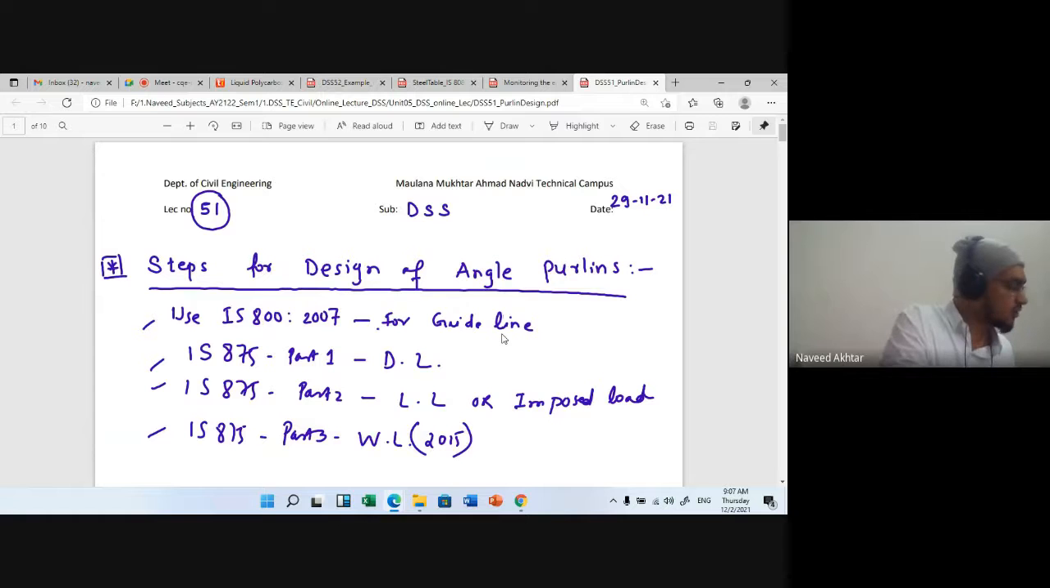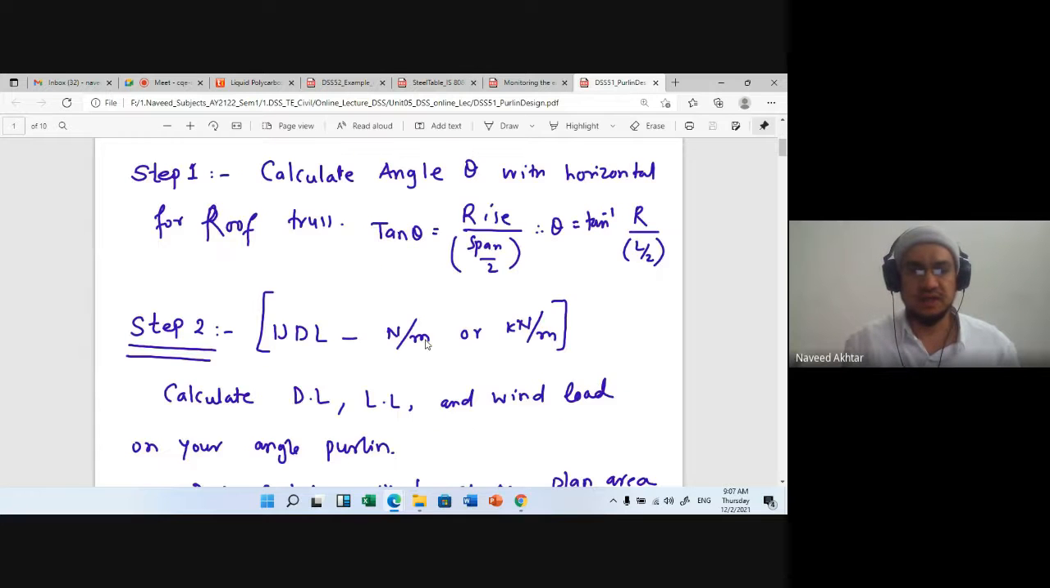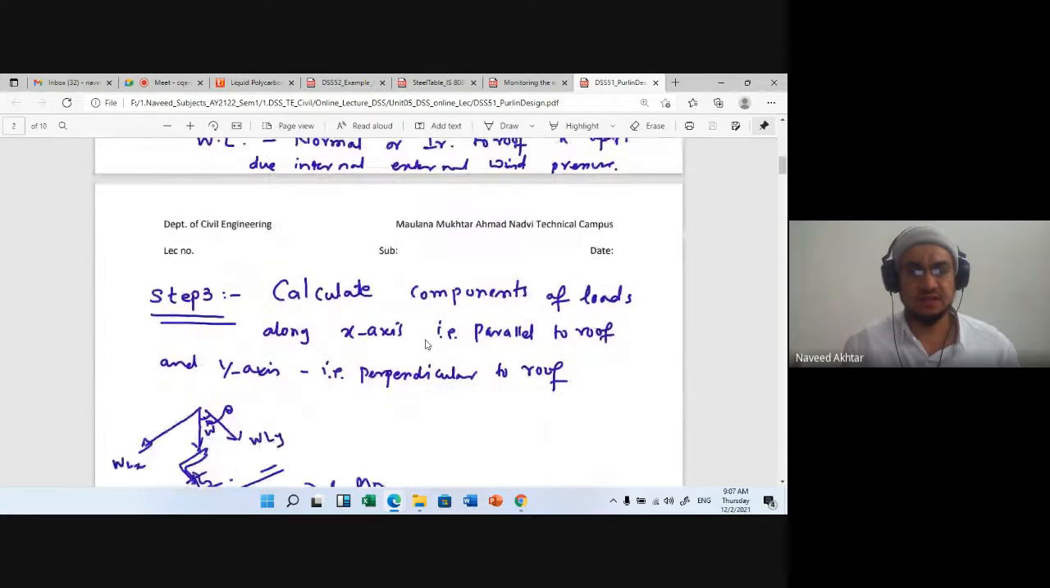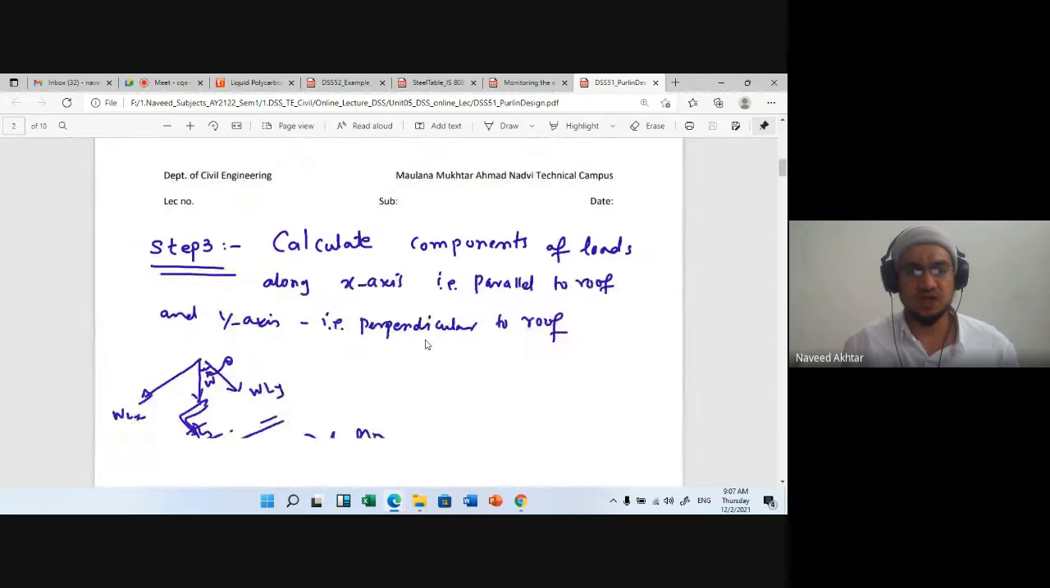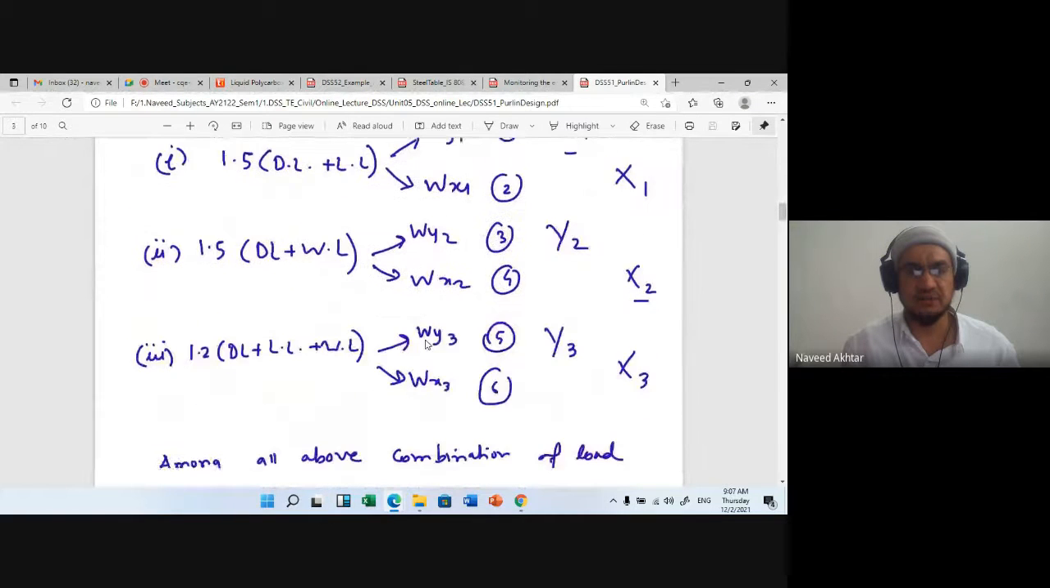In the previous class we saw the steps for design of angle purlin by using the IS 800-2007 guideline, IS 875 Part 1 for dead load, IS 875 Part 2 for live load, and IS 875 Part 3 for wind load. We saw the step-by-step procedure in the previous class, so today we are going to solve an example on design of angle purlin.